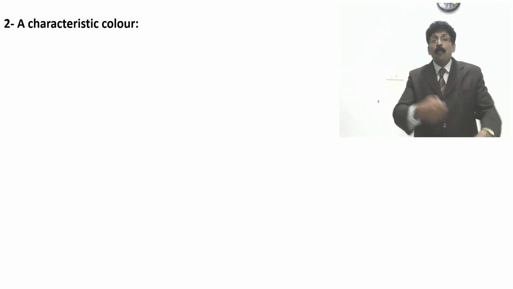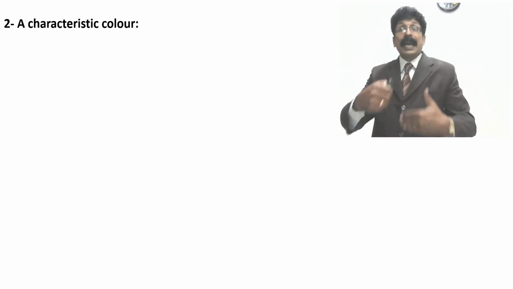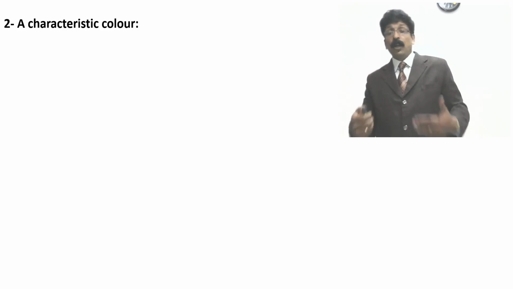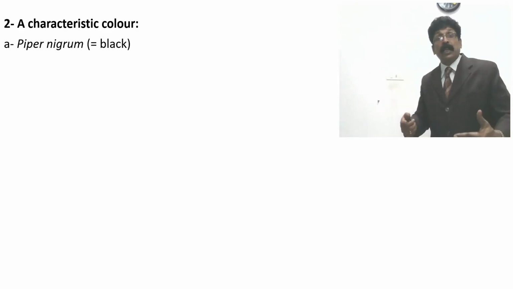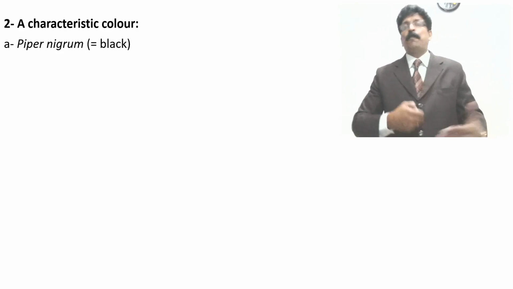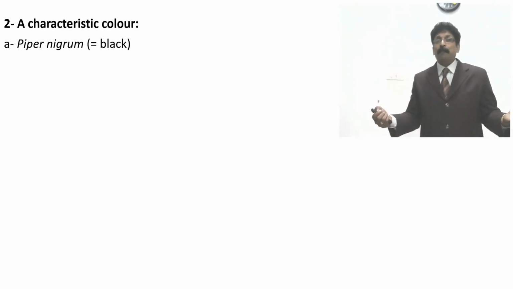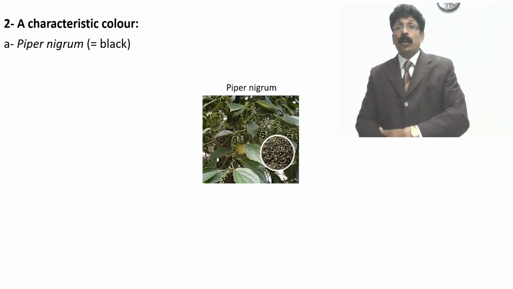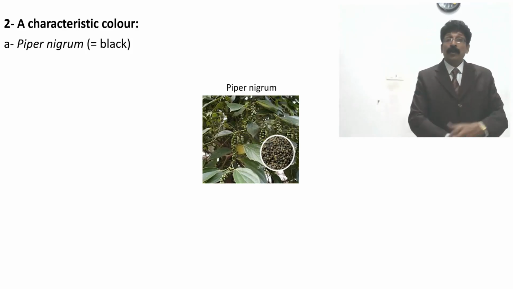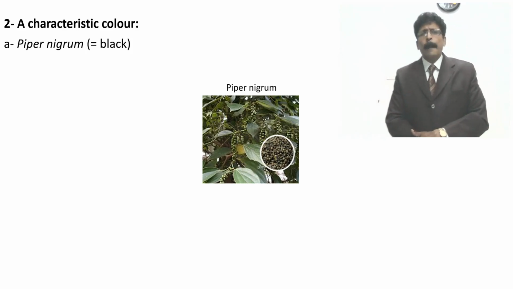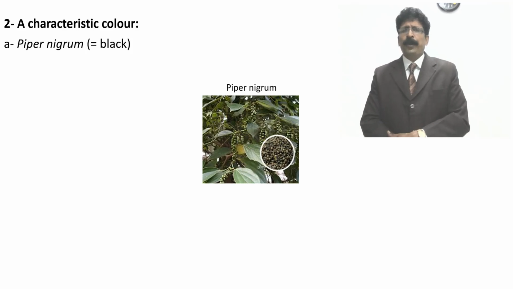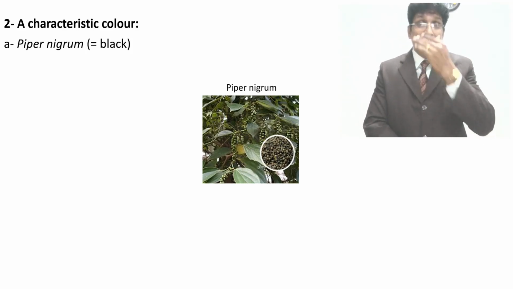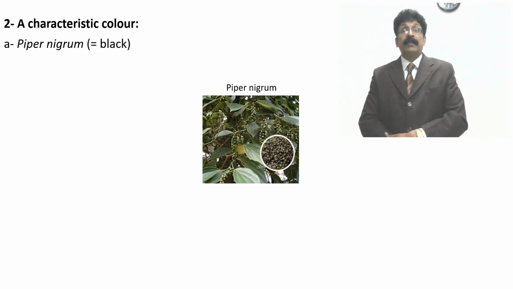Now we are talking about the next one, the character of the color. Up to now we did not talk about color. Some plants are named by color, like Piper nigrum. Nigrum means black. Pepper, we know very well, is most commonly used. And in Kerala, Kudumalavu is one of the cultivation products, in most of the hilly areas, almost everywhere. So Piper nigrum: nigrum stands for the black color.